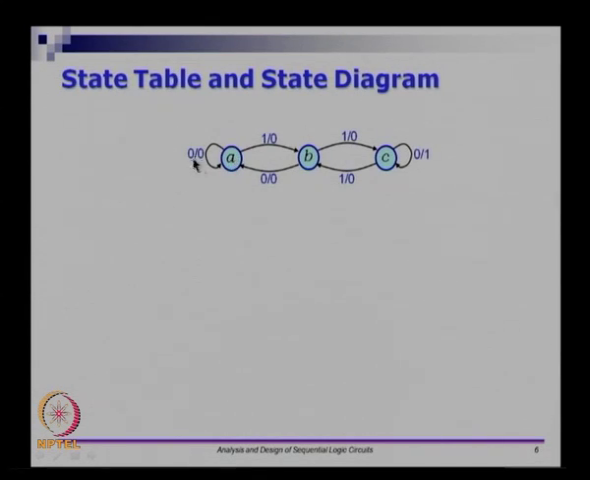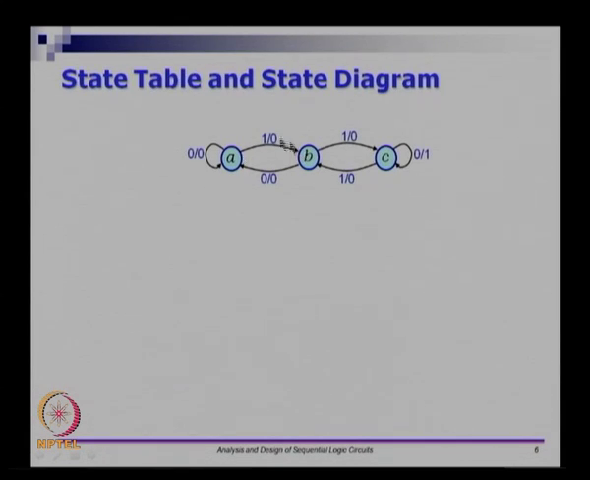So let us look at this arc first. On this arc you see 0 slash 0. What that means is on getting input 0, you produce an output 0, but you remain in the same state, the state A itself. That is the meaning. So if the current state is A and if the input is 0, the output is 0 and you remain in the same state. That is the meaning of this arc.